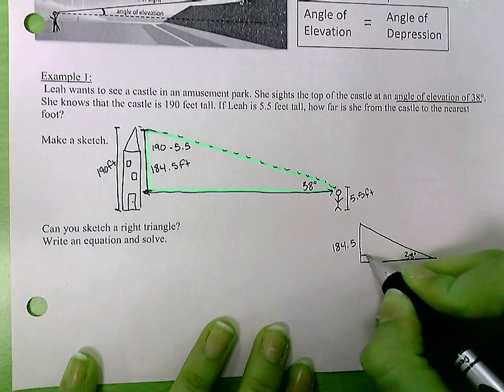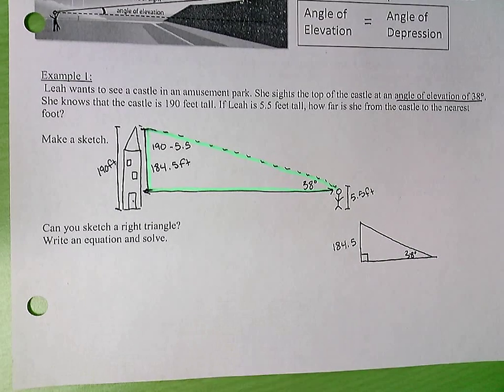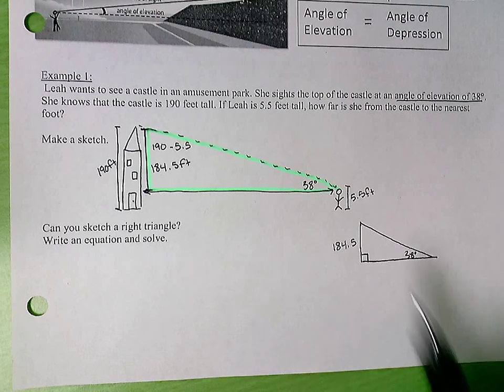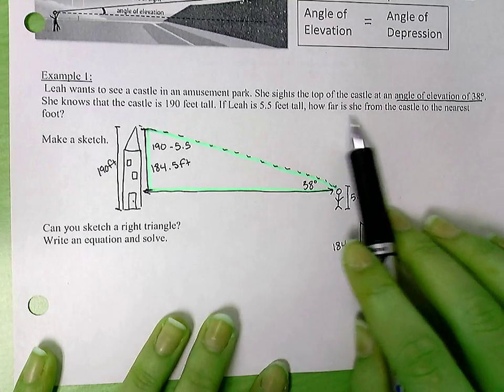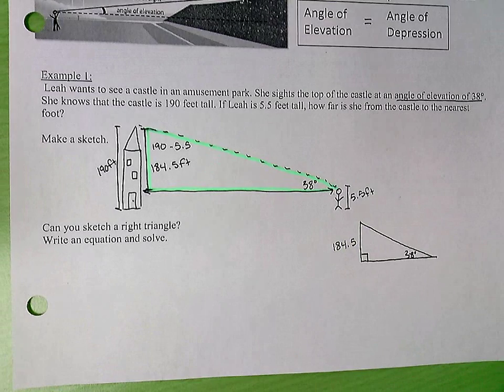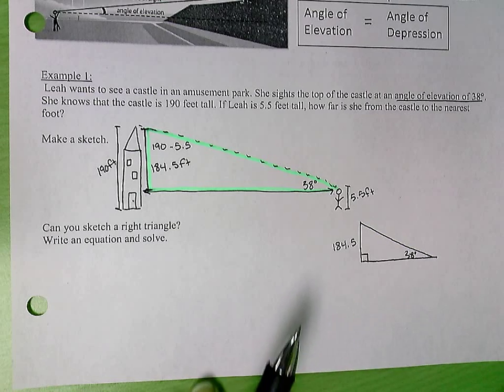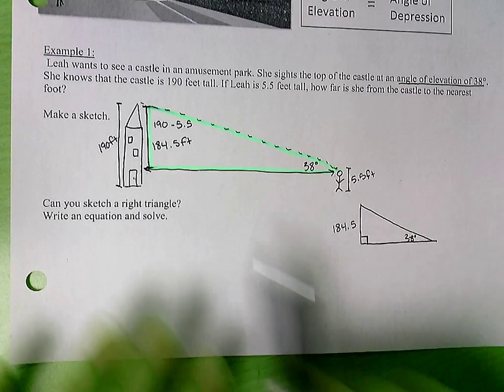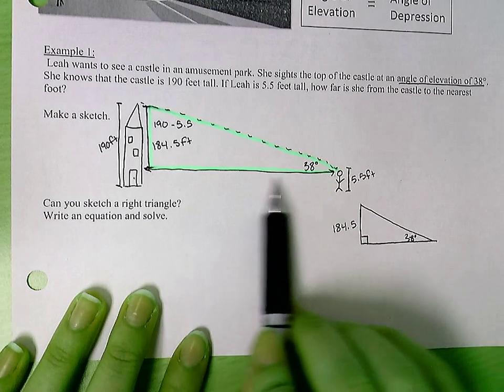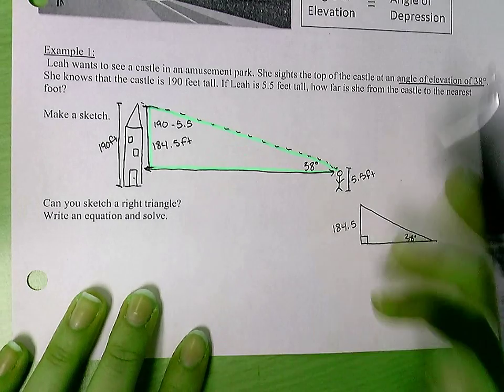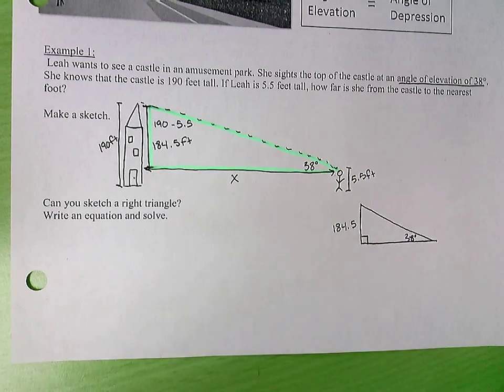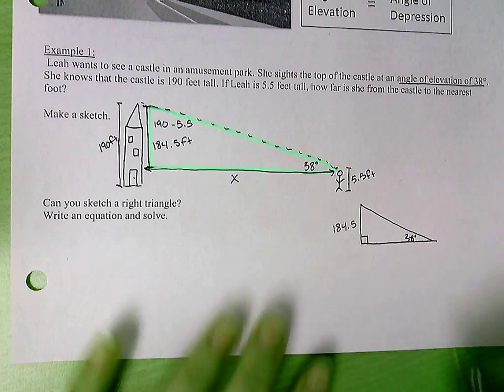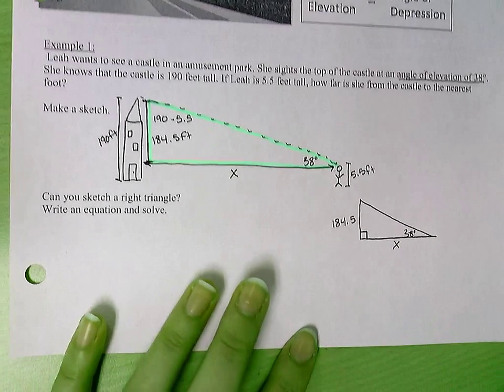We know it is a right triangle. Now in the question, it wants us to see how far she is from the castle to the nearest foot. How far away she is. So what side of that right triangle would that be? The bottom one, right here. That horizontal. Okay, so that's what we need to find. So I'm going to label that side as X right here.